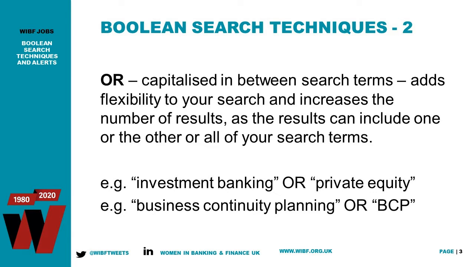Rule number 2 is the use of the word OR. Now, OR must be capitalized so that the search engine can interpret that as a command word. OR will sit between different search terms and will increase the number of search results that you receive because you're basically adding flexibility around what you're willing to accept in your search results. Give me this or this. So give me executive assistant as a phrase, or EA as an abbreviation.